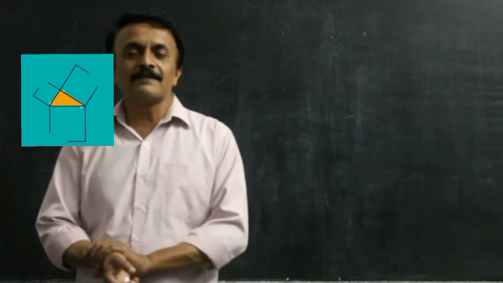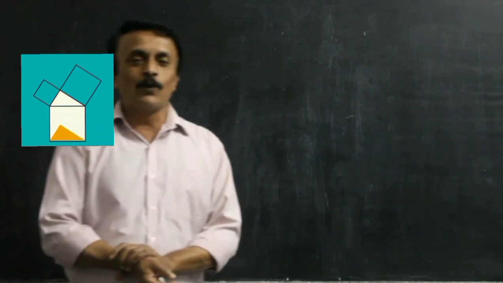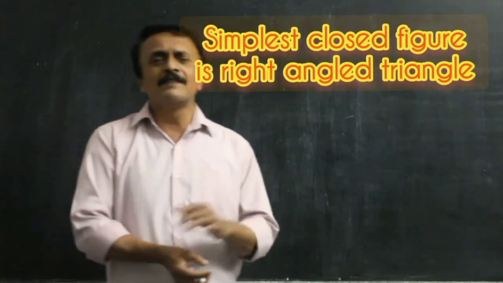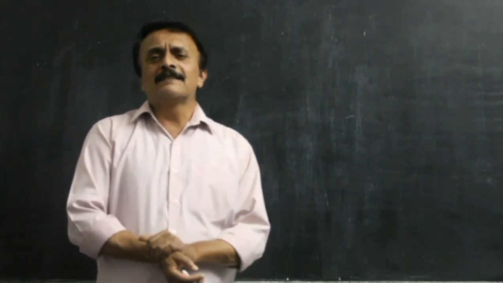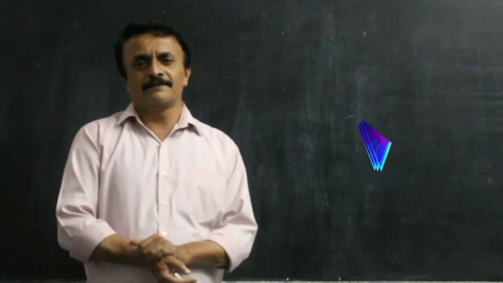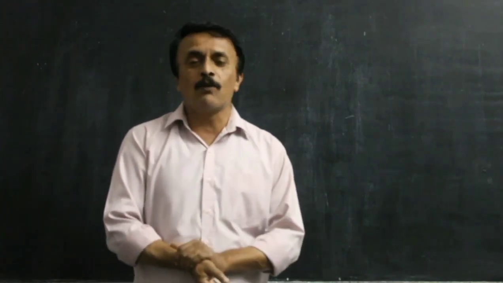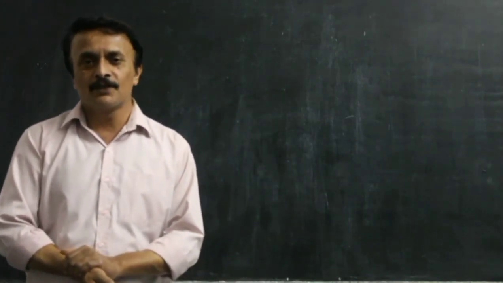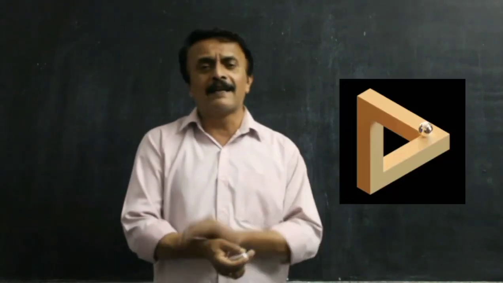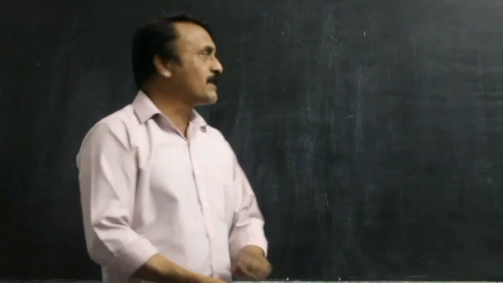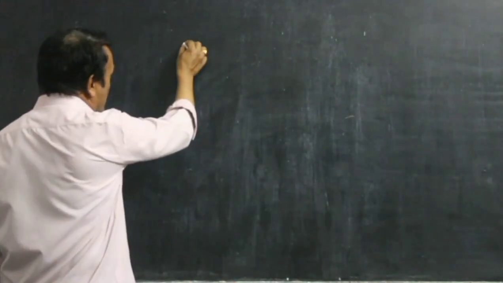In the Pythagoras theorem, you have to consider only the right angle triangle. The reason is very simple. It is the simplest closed figure, the simplest polygon, that's what rectangle triangle. You may convert any triangle into a number of rectangle triangles. Just observe what I am going to take.